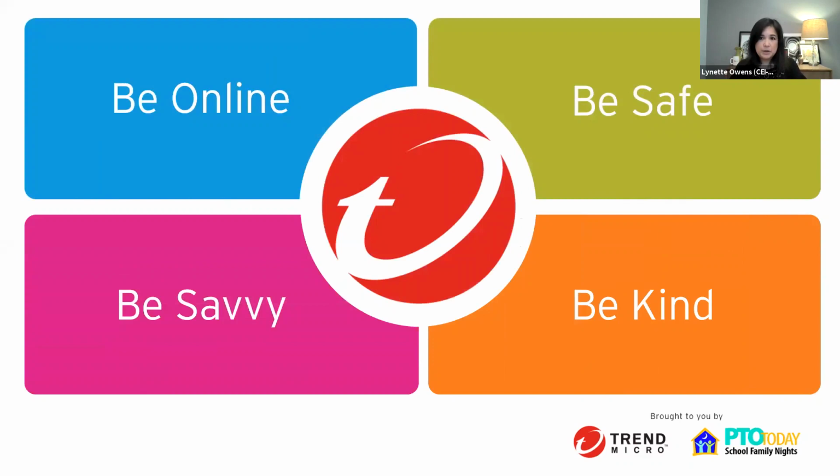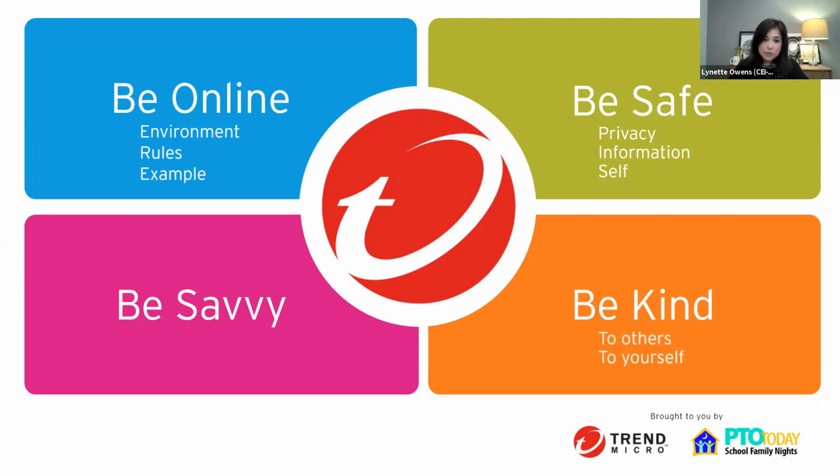So we like to break this up into 4 parts, and we are going to spend time more deeply under each of these. When we talk about being online, what we're talking about is setting up the right environment for your kids, setting up the rules, and setting a good example for them. When we talk about being safe, we will cover protecting your privacy, protecting your personal information, and even protecting your physical self. When we talk about kindness, we will, of course, discuss why you should be and how you can be kind to other people, but we need to direct that kindness back to ourselves as well. And finally, being savvy is about practicing good habits and encouraging good uses.